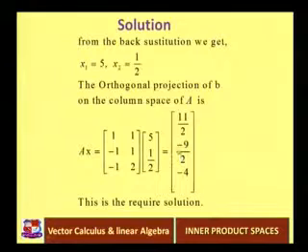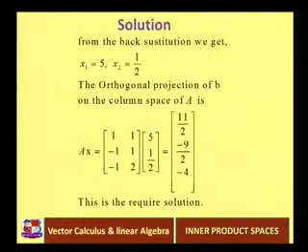If we want to find the orthogonal projection of B on the column space of A, we just find A into X, and the resultant column matrix is nothing but the orthogonal projection of B on the column space of A. So here students can easily see how we find the least square solution of an inconsistent system, a non-homogeneous inconsistent system.